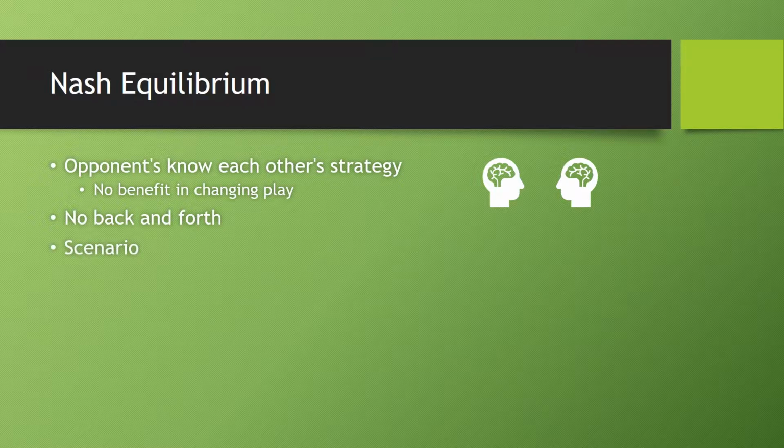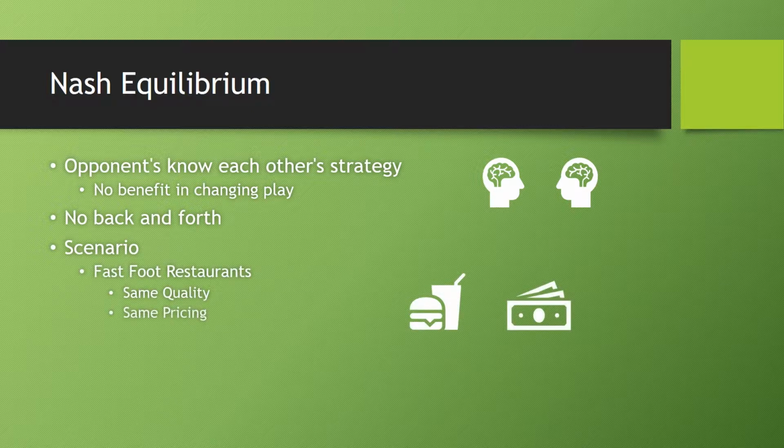Let's look at a business scenario. Imagine if two competing burger joints have the same quality of food, employ the same pricing, and engage in the same type of advertising. In theory, they'd receive an equal share of business. Even if these characteristics were different and their volume of customers were different, if they are fully aware of their opponent's strategy and nothing changes, they will remain at equilibrium.